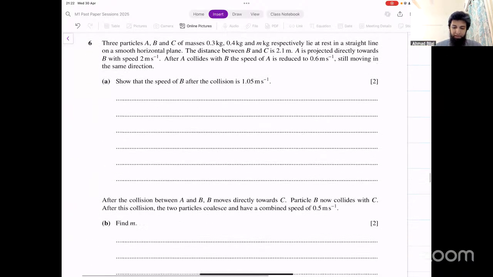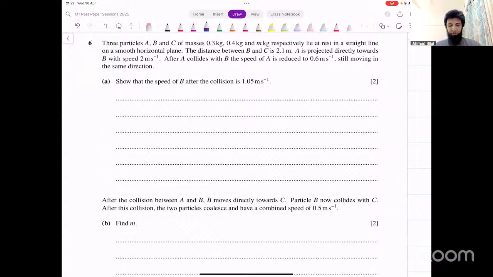Three particles A, B, and C of masses 0.3 kilograms, 0.4 kilograms, and m kilograms respectively lie at rest in a straight line on a smooth horizontal plane. The distance between B and C is 2.1 meters. A is projected directly towards B with speed 2 meters per second. That's the speed of A. After A collides with B, the speed of A is reduced to 0.6, still moving in the same direction. Show that the speed of B after the collision is 1.05.